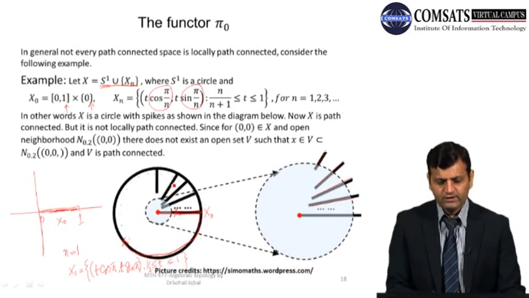Similarly, if I have another point, let's say this point, and another point, let's say this point, then there exists a path, so moving along the circle and then turning to this spike. So it is path connected. But let's see if it is locally path connected or not.